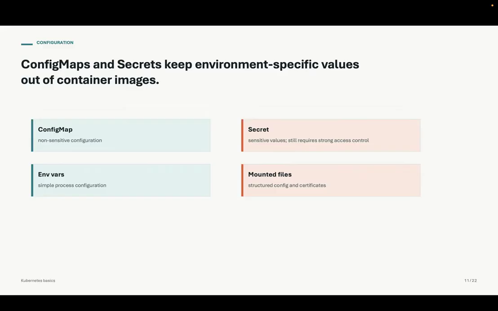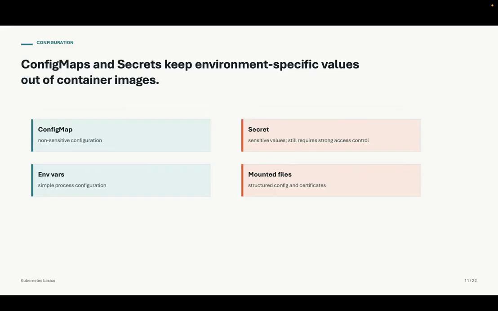In Kubernetes, this is achieved through ConfigMaps and Secrets: ConfigMaps for non-sensitive values and Secrets for sensitive values. For example, passwords, tokens, API keys, or even certificates can be maintained in Secrets. Both ConfigMaps and Secrets can be injected into pods as environment variables or mounted as files. The mounted files are very useful for structured configurations, certificates, and application settings that sit on the disk.